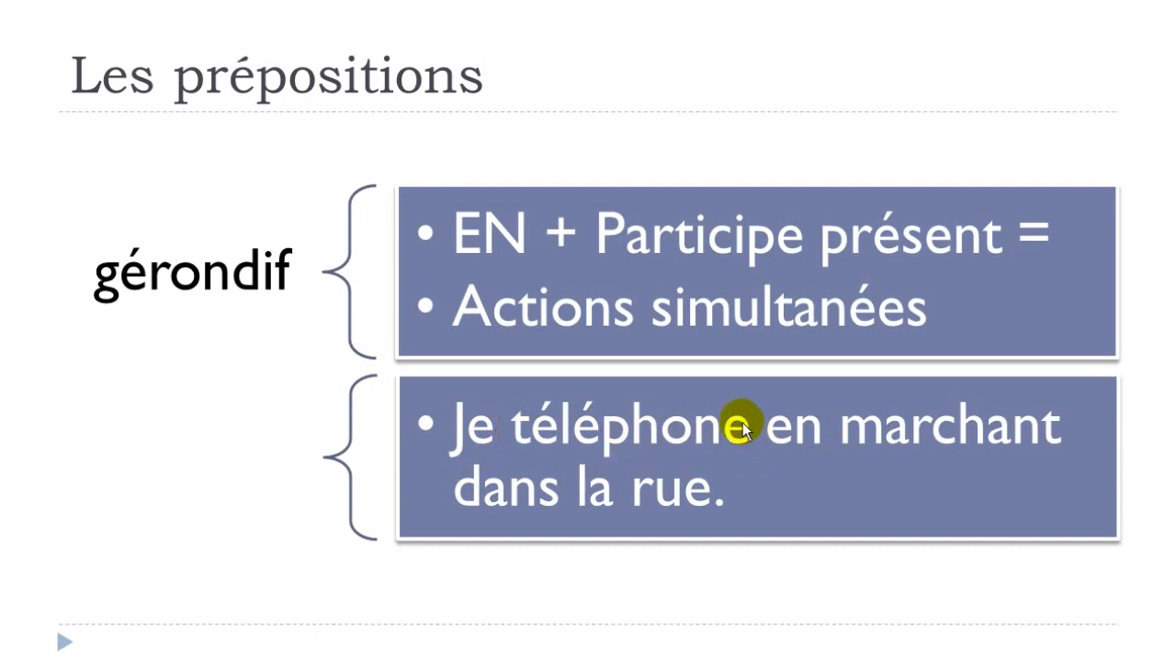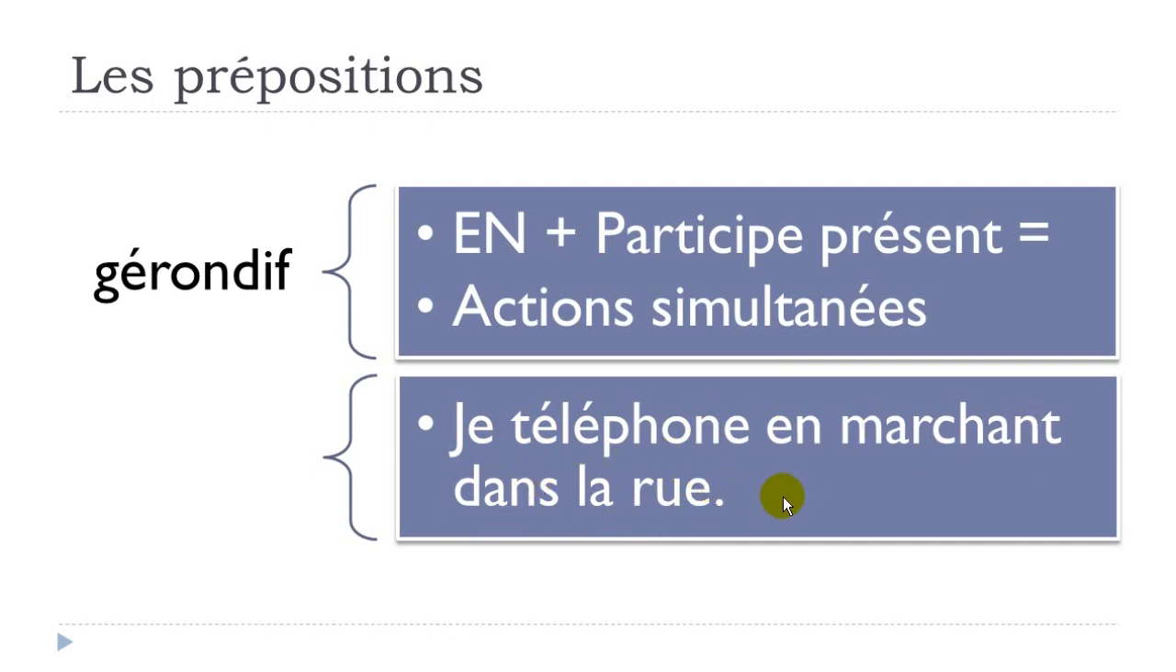Je téléphone, okay? So in the first part of the sentence, you say je téléphone, téléphoner is to call, okay? And then we have here our gerundive form. So first you get your preposition en, and then you get your participe présent form, so marchant. Okay, and if you look carefully, it's coming from the verb marcher. Marcher is to walk. Okay, dans la rue.